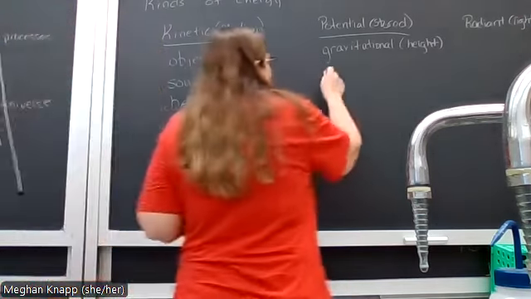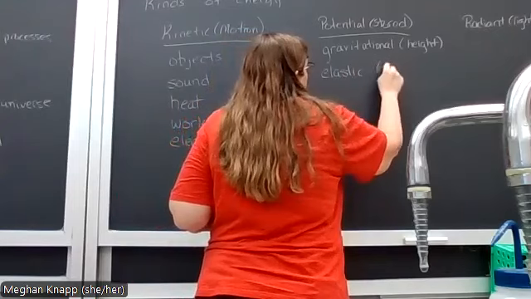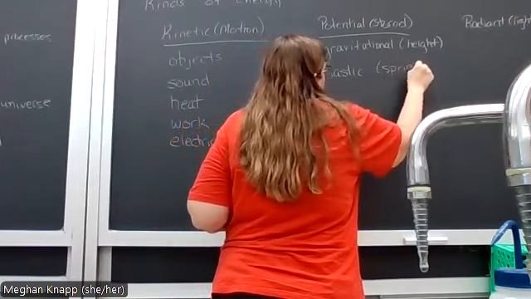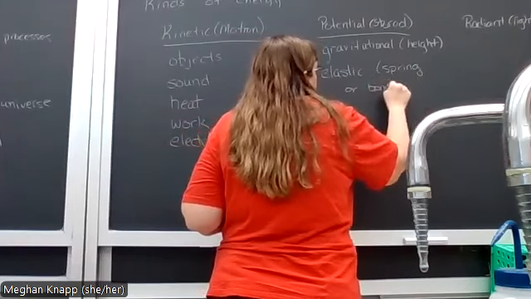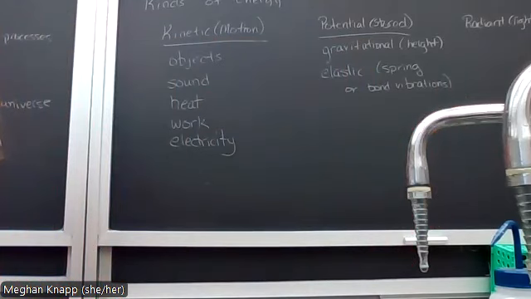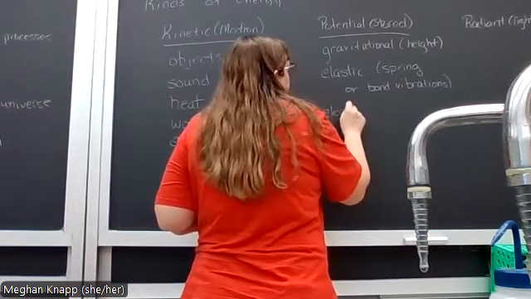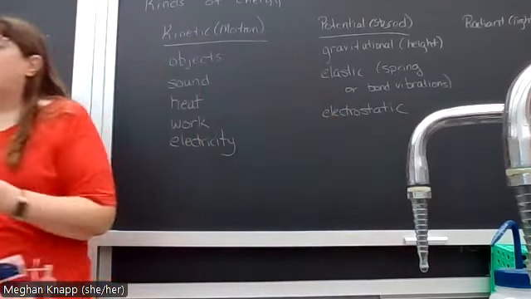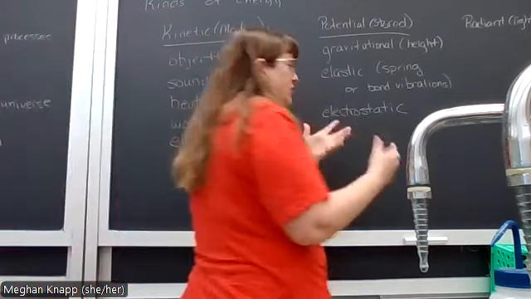Another is elastic. So you can think of like a spring or a rubber band or bond vibrations. Okay, so we think of the vibrations of bonds as being like springs. So there's some potential energy in that. And then we have electrostatic. And this just means that if I have two charged particles that are near each other, either they're opposite and they're going to come closer together, or they're like and they're going to repel. So two charged particles will cause each other to move.